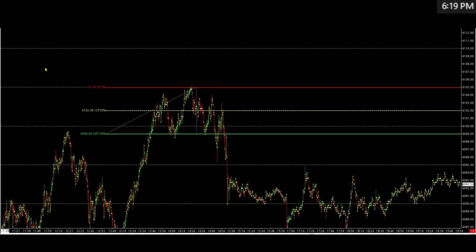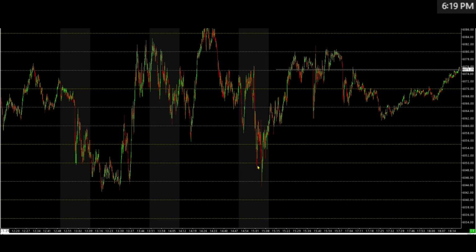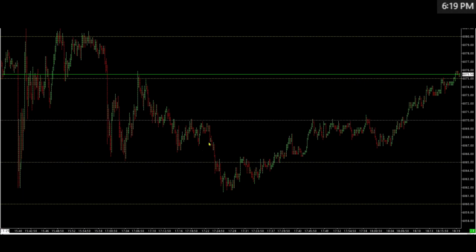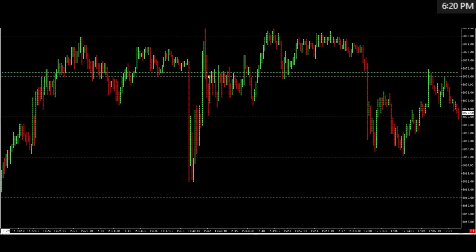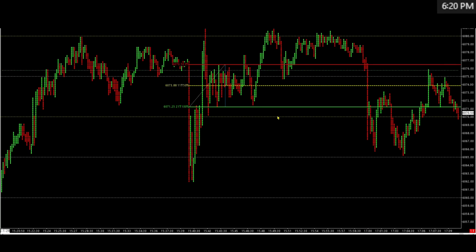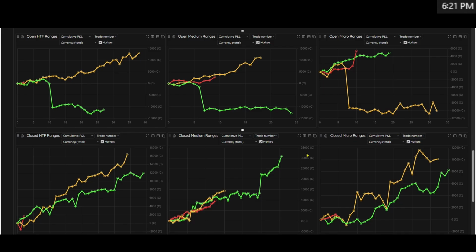This is going to be 10-second charts or a 3-second chart as well. So coming in and really zooming in here on this very small time frame, there will be a micro range in this location right here, spanning about 21 ticks. Going to the main dashboard, these are the equity curves of all of the ranges.